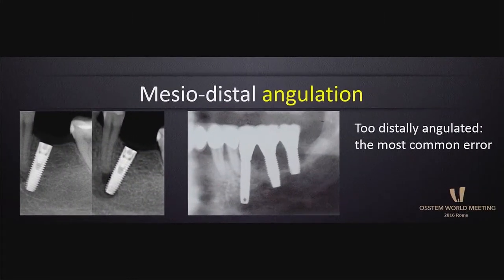Distal angulation is the most common error and is an iatrogenic trauma, and it is an unacceptable complication in implant dentistry, since we inform our patient that, as a treatment option, it does not harm the adjacent tooth like a dental bridge or a removable denture does.